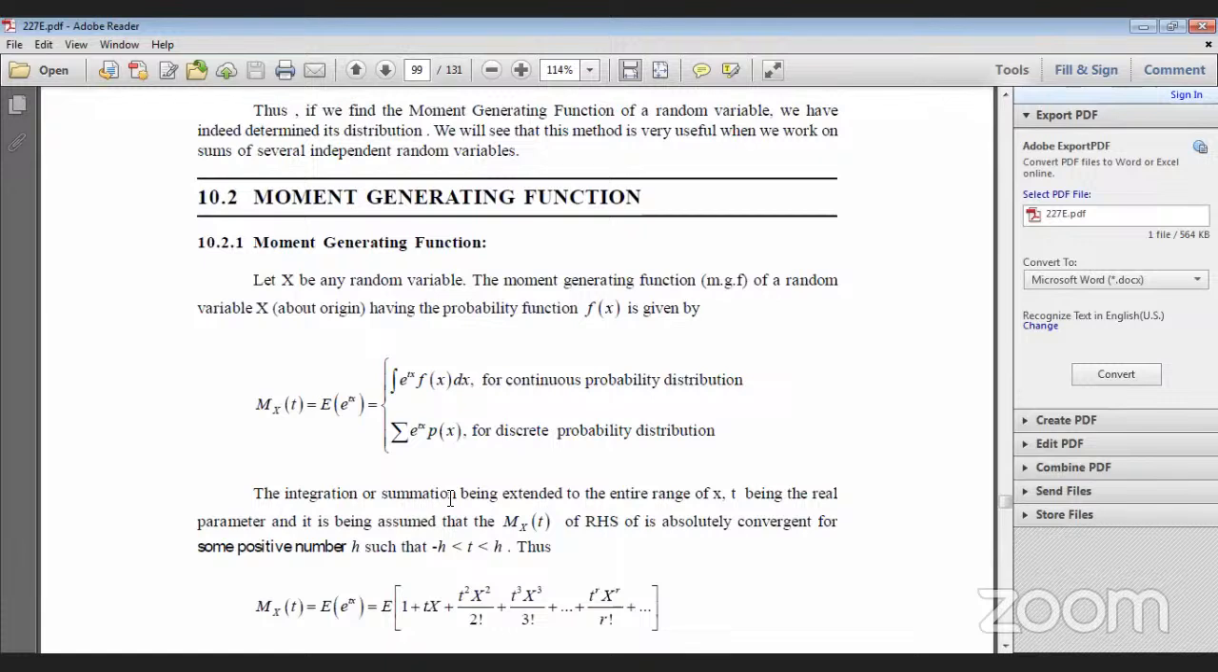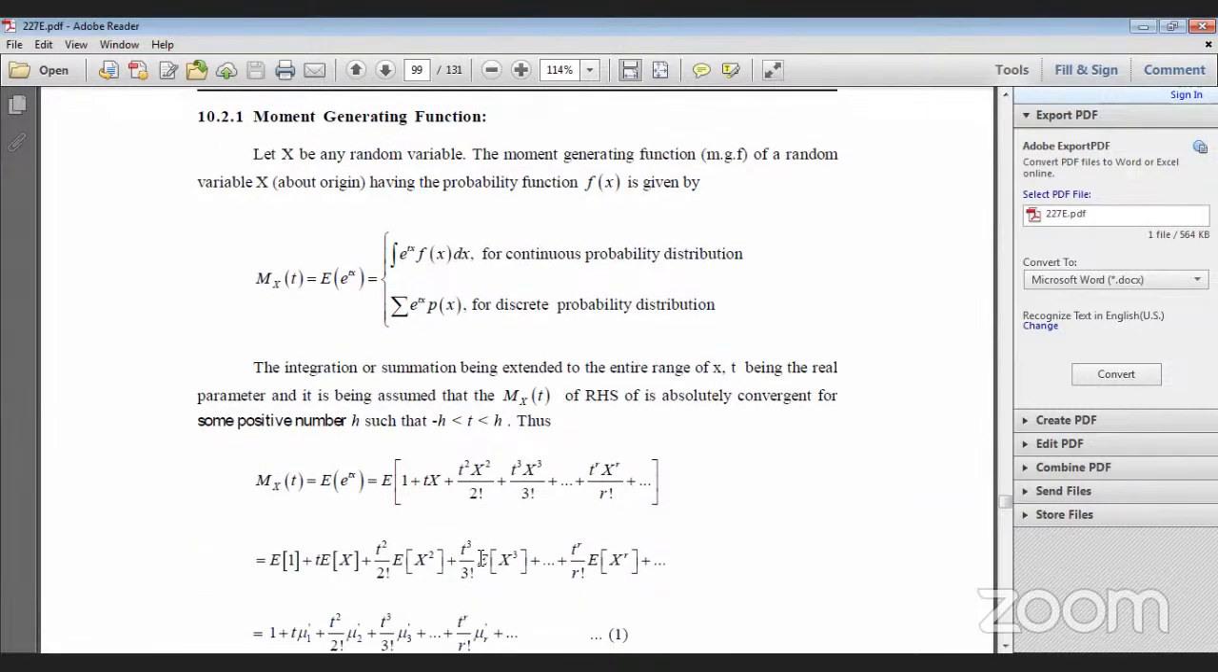You know that the integration of e^(tx) f(x) dx is a continuous summation, and the summation is for the discrete case. Correct? So the integration of e^(tx) f(x) is for a continuous probability distribution, and the summation of e^(tx) p(x) is for a discrete probability distribution. The integration or summation is extended over the entire range of x, t being the real parameter. It is assumed that M_X(t) is absolutely convergent for some positive h, with -h < t < h.